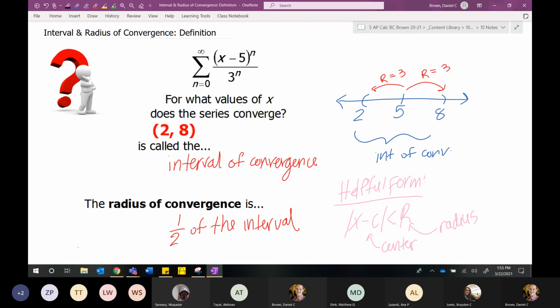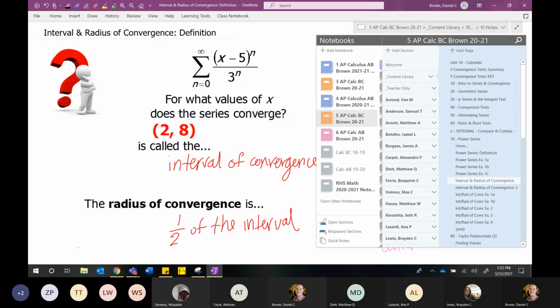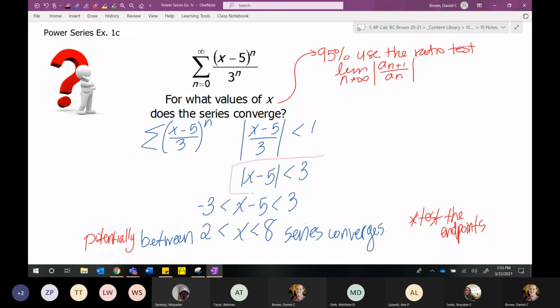What do I mean by that? Going back to the problem that we did previously, here's the line where I got it in that special form. So I have x minus a number is less than a number. That 5 is the center, which we had already identified, and that 3 would then be considered the radius of convergence.